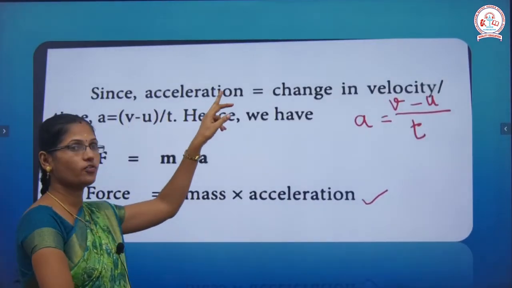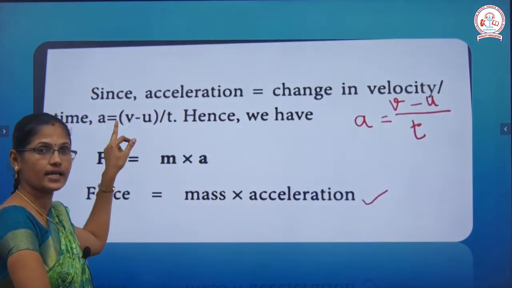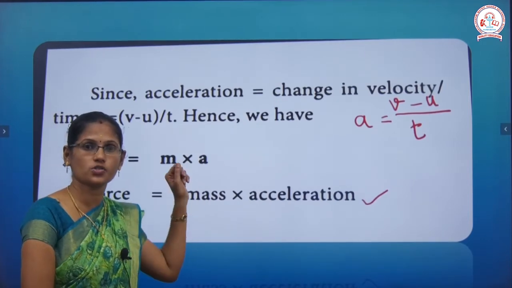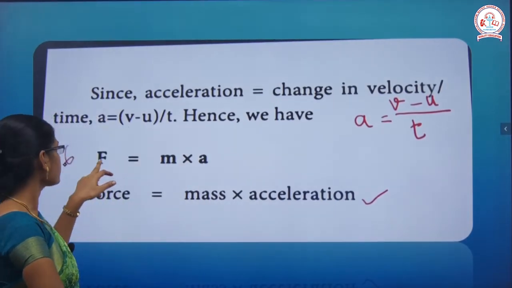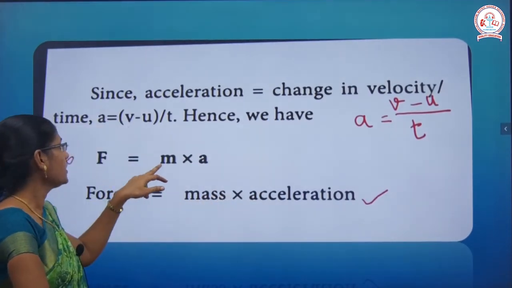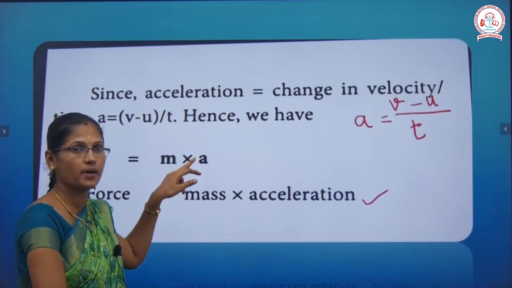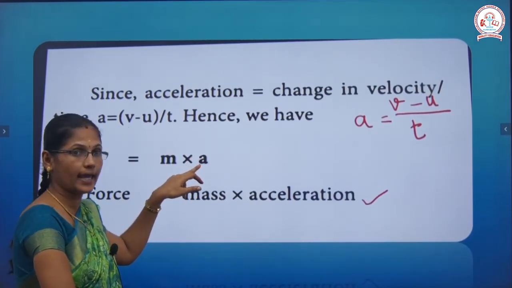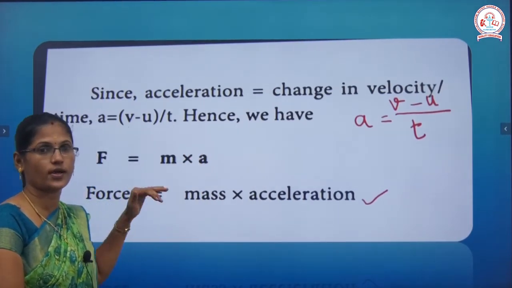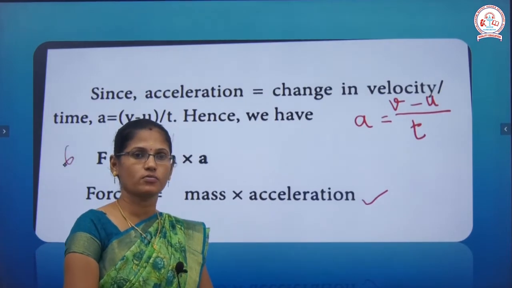So this is the next slide. The acceleration formula is change in velocity divided by time taken. So a is equal to (v minus u) by t. And next step, we want to substitute this a value. F is equal to m into a. So in the previous slide, m into (v minus u) by t, no? So we have to substitute this a value. So F is equal to mass into acceleration. So this is the final equation of Newton's second law of motion.